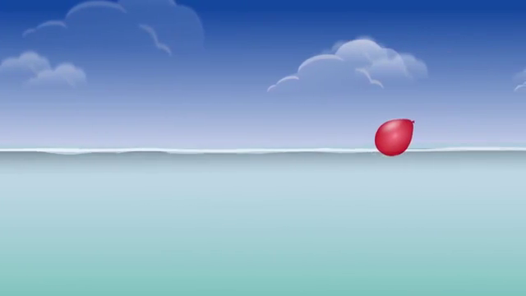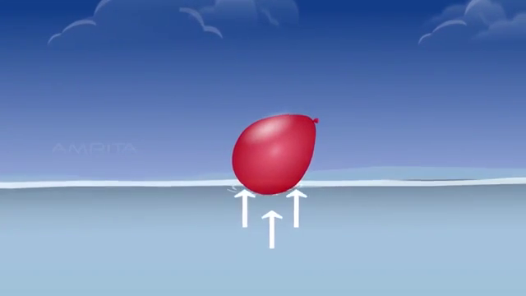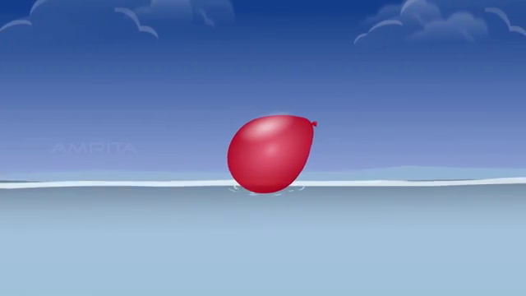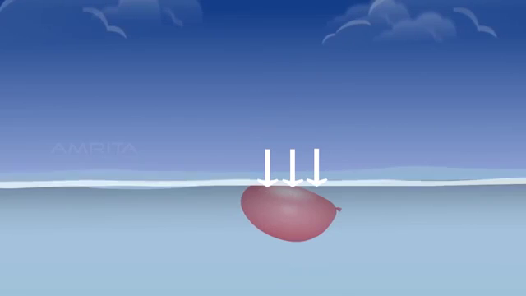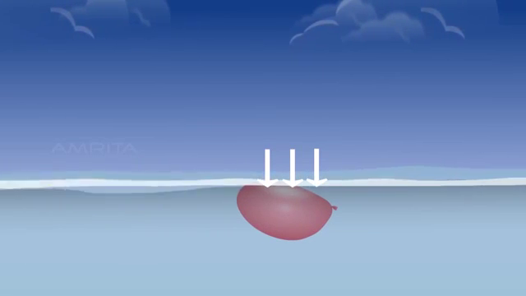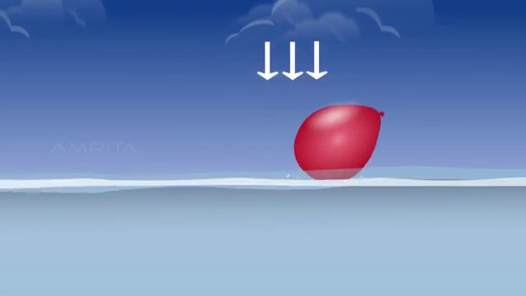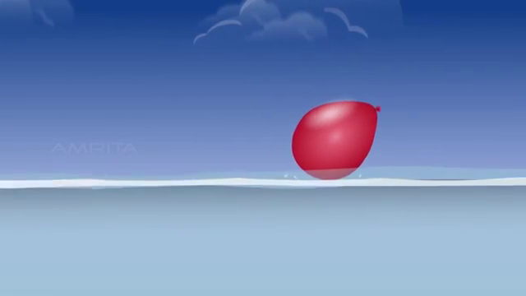Do you know what makes a balloon float on water? Well, it's the upward force exerted by water that makes the balloon float. To experience this, try pushing the balloon underwater. You will feel an upward force that makes it difficult to push the balloon down. Now release the balloon, it bounces back to the surface.